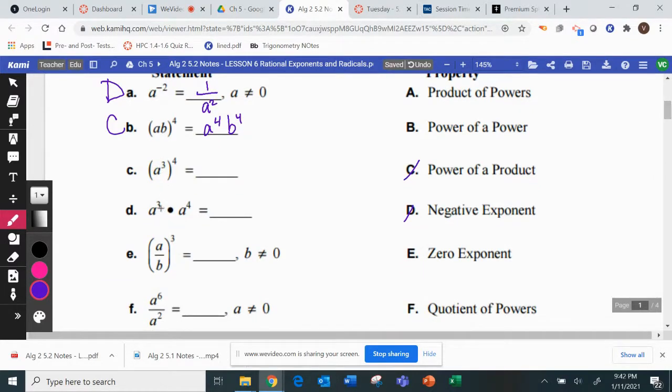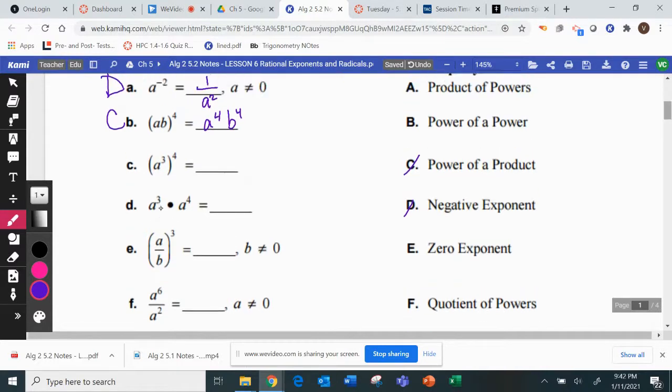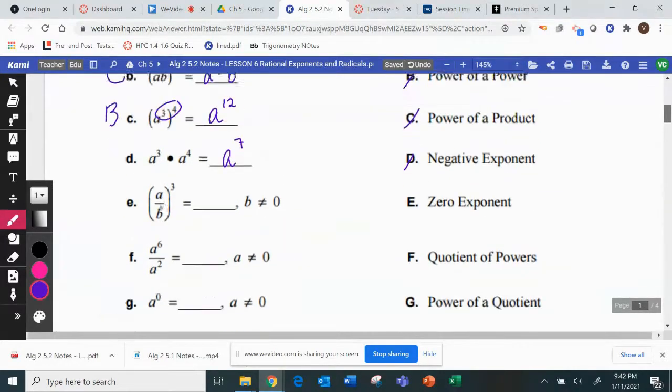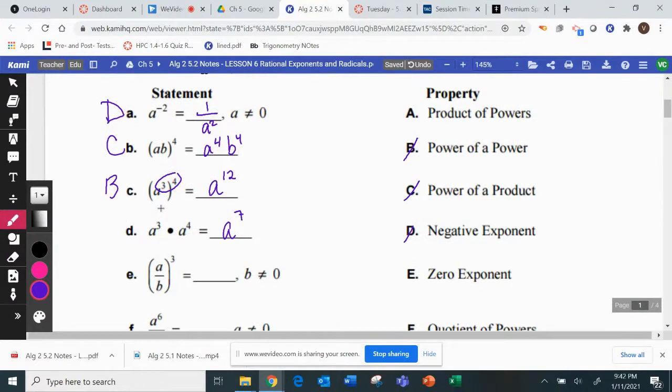Now, I don't have an answer key. I'm doing these by what I think is correct, so hopefully I don't make any mistakes. Let's see. The next one, we've got A to the third and then that to the fourth power. We're going to multiply those together, A to the 12th. This is power to a power, or power of a power. So that one is B. Okay, we are multiplying like bases, which means we add the exponents. We get A to the 7th. This is product of powers, I believe. The product of powers, A, because we're multiplying together two separate powers.